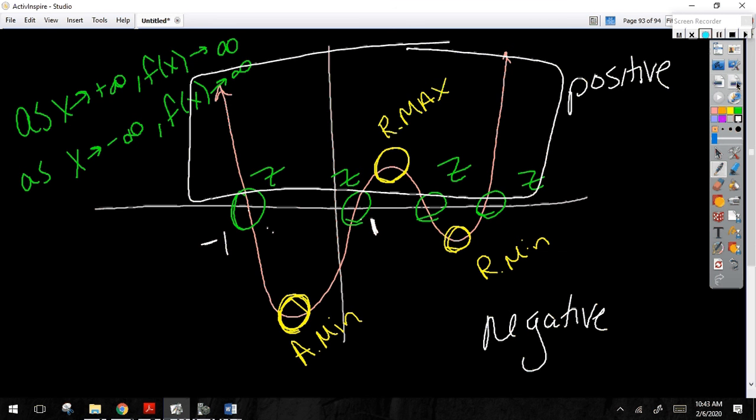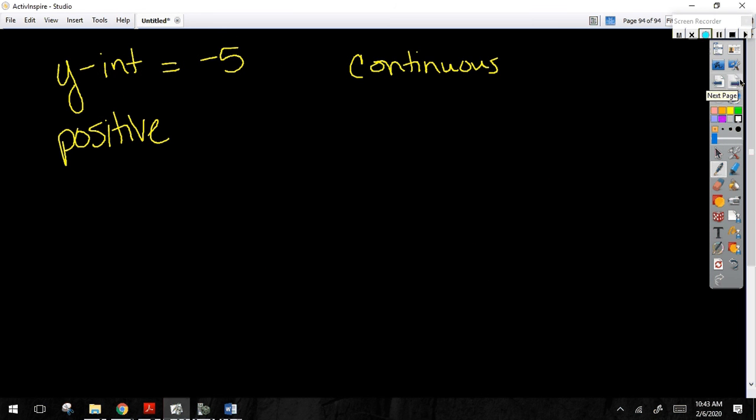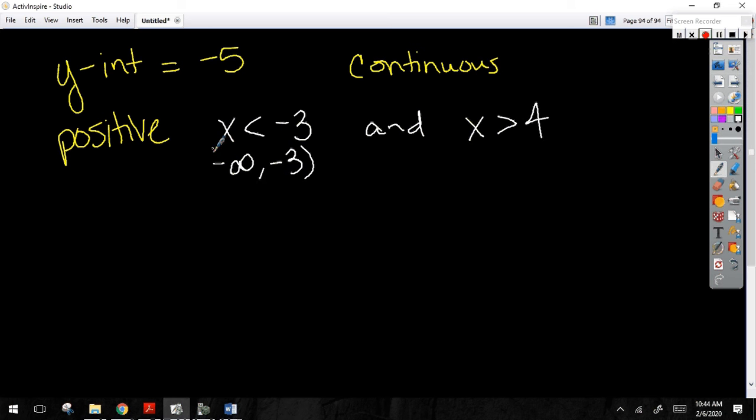So this particular function is positive for x less than -3 and x greater than 4. In interval notation, from negative infinity to -3 the function is positive, and from 4 to infinity the function is positive.